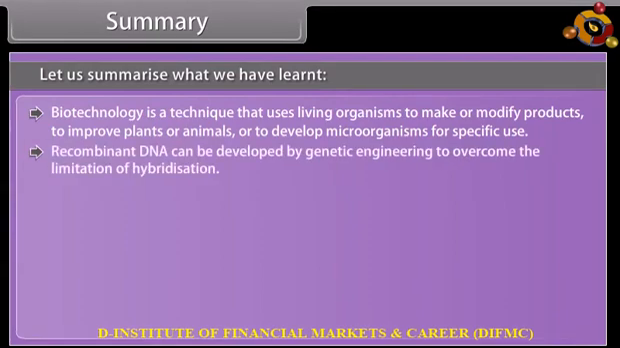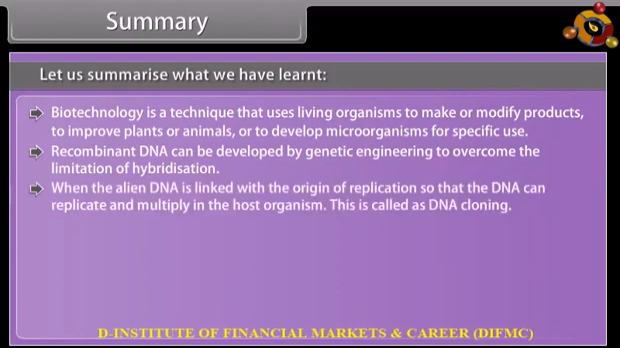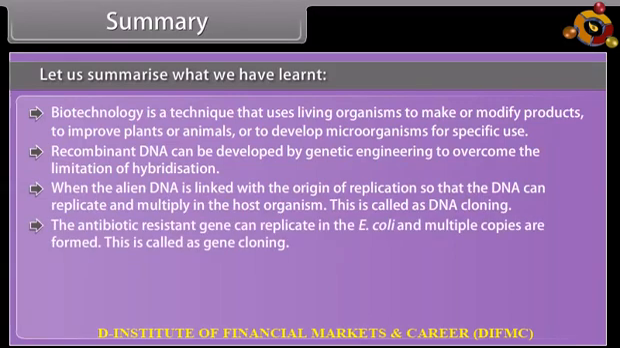Recombinant DNA can be developed by genetic engineering to overcome the limitation of hybridization. When the alien DNA is linked with the origin of replication so that the DNA can replicate and multiply in the host organism, this is called DNA cloning. The antibiotic-resistance gene can replicate in E. coli and multiple copies are formed. This is called gene cloning.